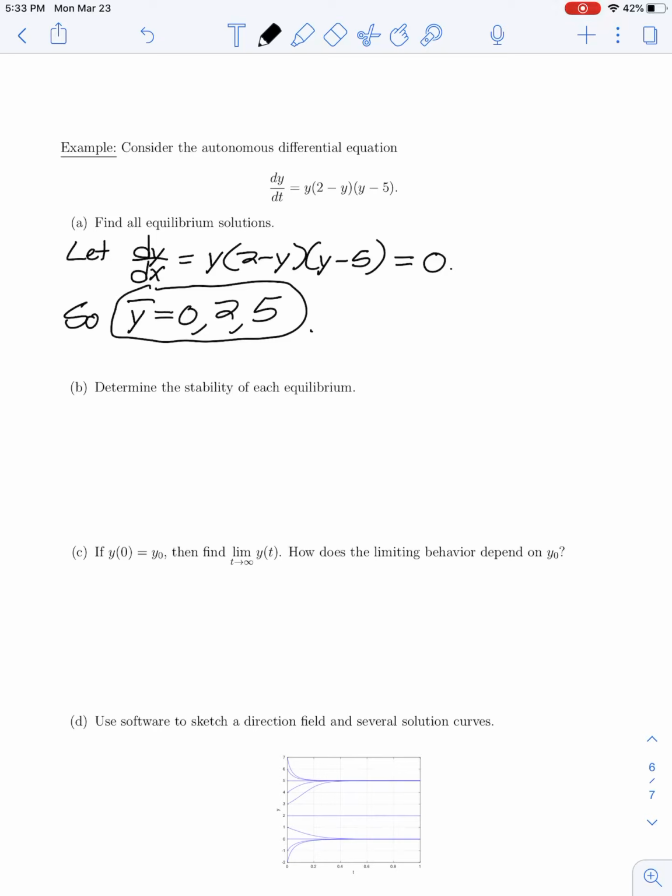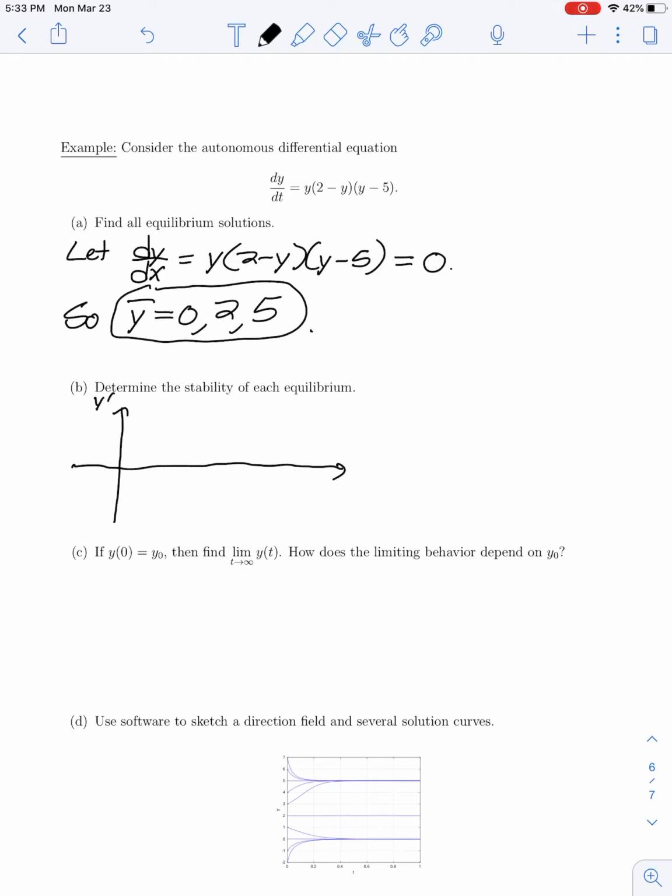And in part B, we are asked to determine their stability. So if we were to solve this differential equation, would y be moving towards 0, 2, or 5? Now, to determine stability, we could again look at a phase line diagram, similar to what we did in that last example. So let's start by graphing y prime as a function of y again.